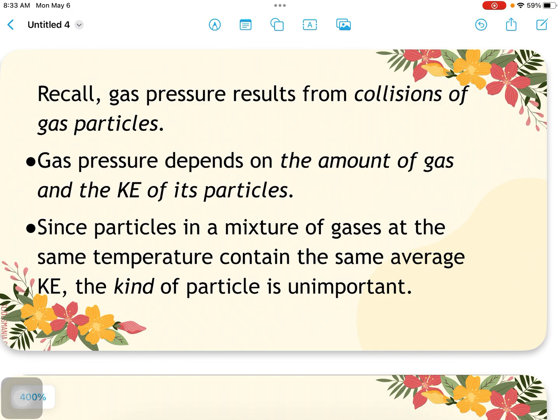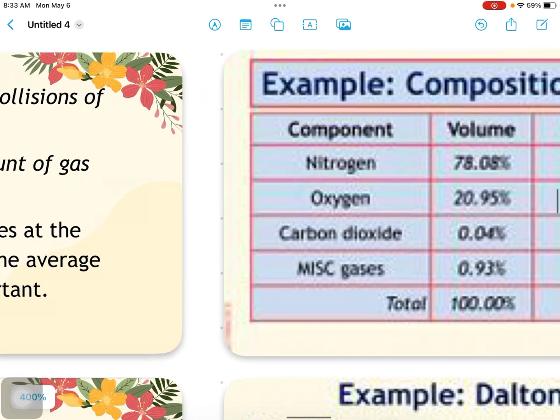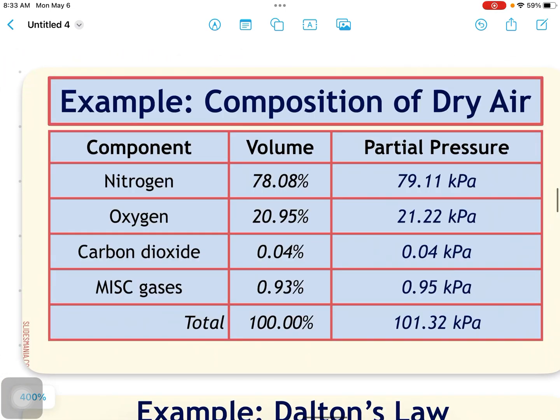Since particles in a mixture of gases at the same temperature contain the same average kinetic energy, the kind of particle is unimportant. We don't care if it's a nitrogen atom, a hydrogen atom, or a chlorine atom. The main thing is, as long as the temperature is consistent and the kinetic energy is about the same, it's going to be the same regardless.